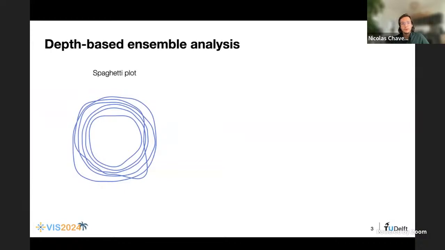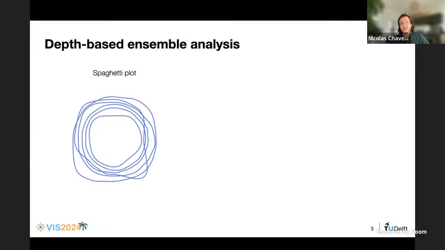The most straightforward way to do it is using a technique called spaghetti plots. This consists of overlaying the contours, as you can see on the left side of the screen. Spaghetti plots are very easy to understand and to implement and permit analyzing global trends in the ensemble. The issue is that as the number of ensemble members grows, they become cluttered and analyzing them becomes quite complex.